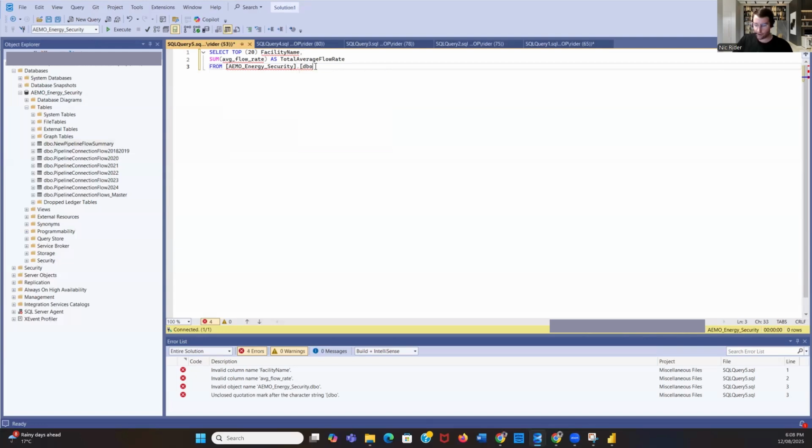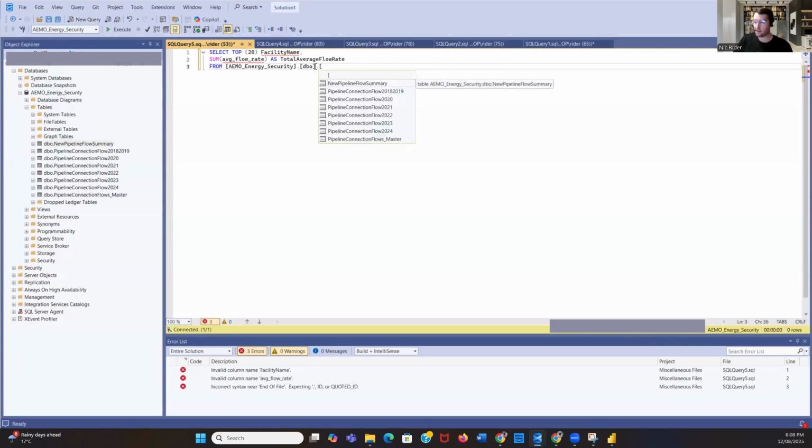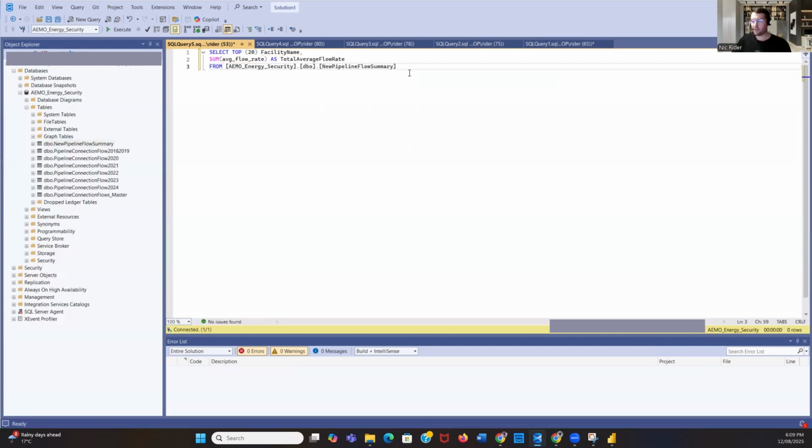So dbo, okay, dot, and then we're going to go new pipeline summary. So that would be like this, new pipeline flow summary. Okay, so that's this table here. So it's from this database. New pipeline flow summary here is the table of the database.